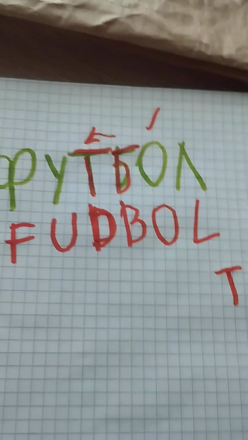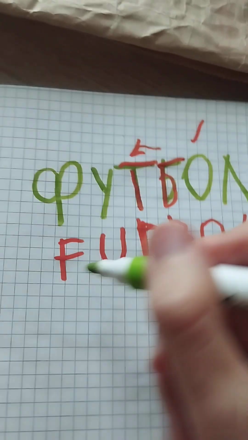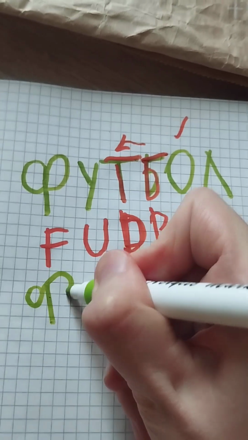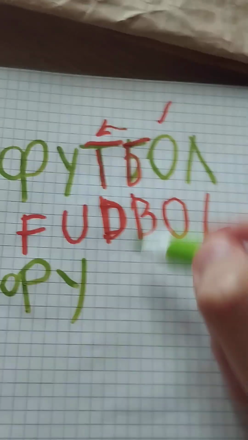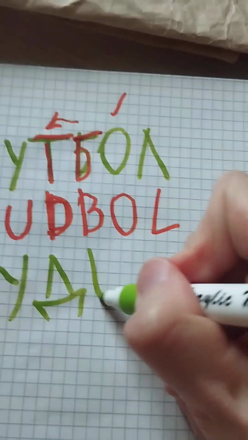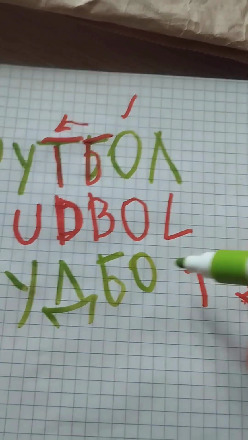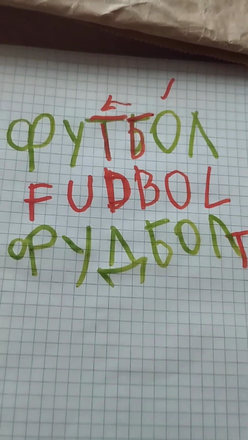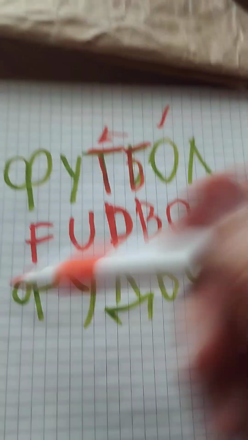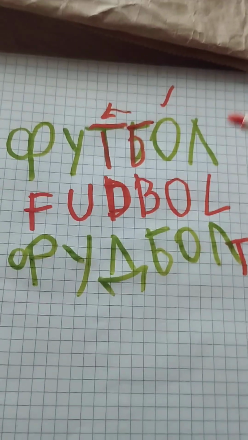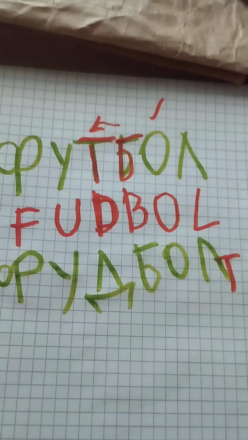Okay. Let's write the Russian transcription, how we pronounce it. F, U, D, B, O, L. Football. You know this word, I guess. Yes, we don't have exactly a Russian word that means football. We use the international word.